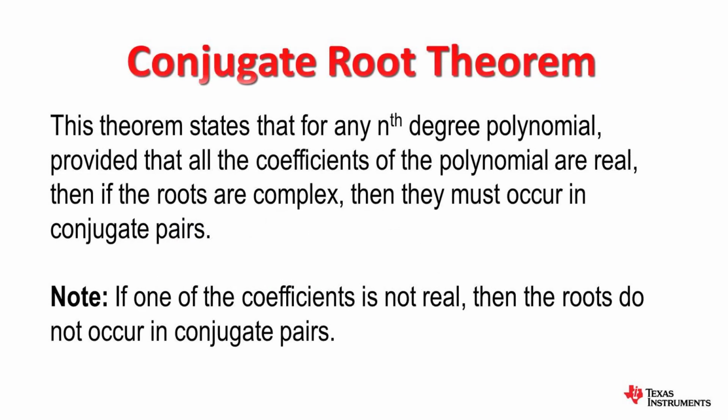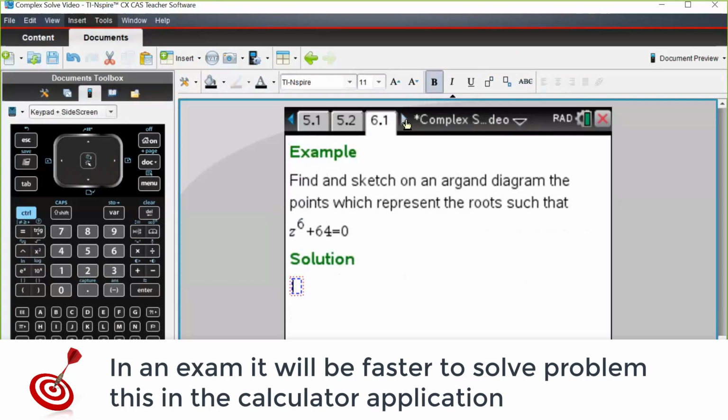Let's have a look at another very important statement here, which is the conjugate root theorem. This theorem states that for any nth degree polynomial, provided that all the coefficients of the polynomial are real, then if the roots are complex, they must occur in conjugate pairs. Note that if one of the coefficients is not real, that's a complex, then the roots do not occur in conjugate pairs. All right, these two ideas are very, very important.